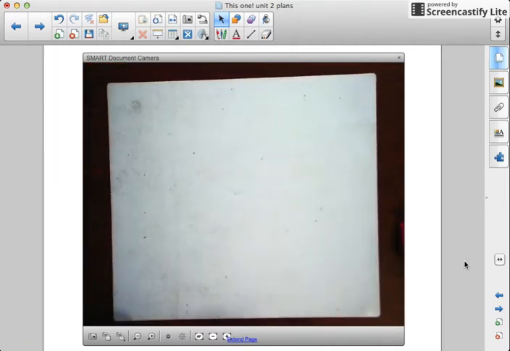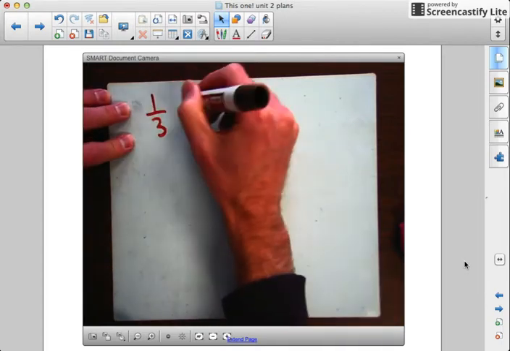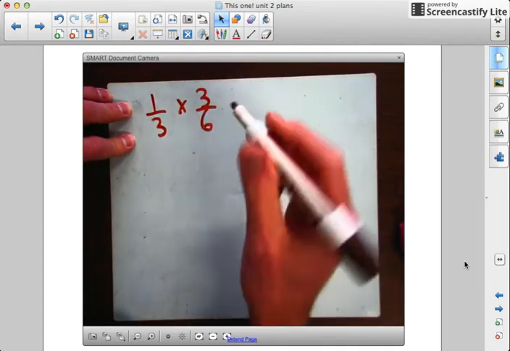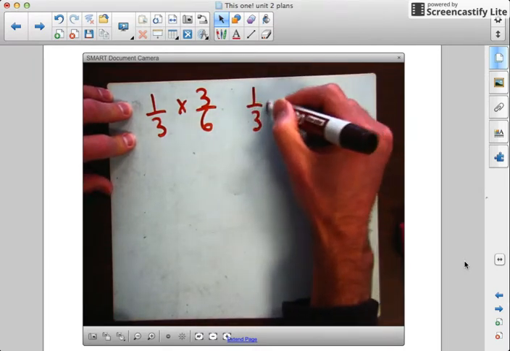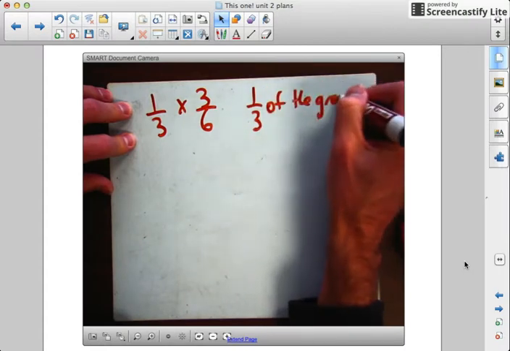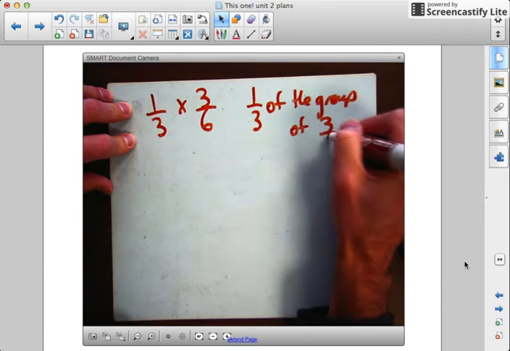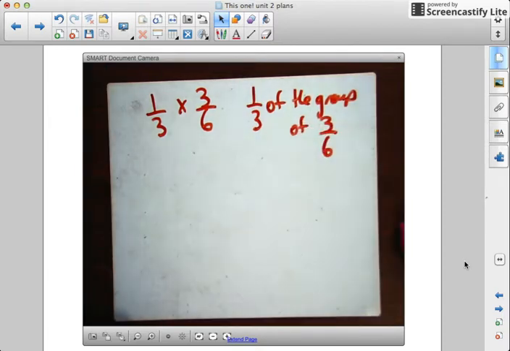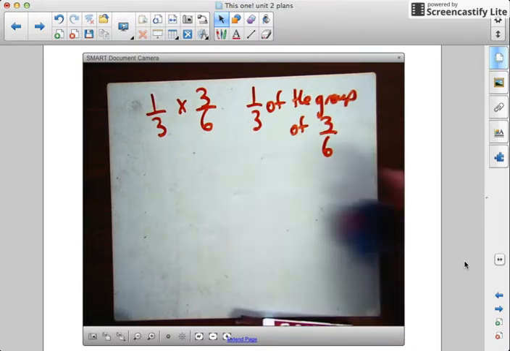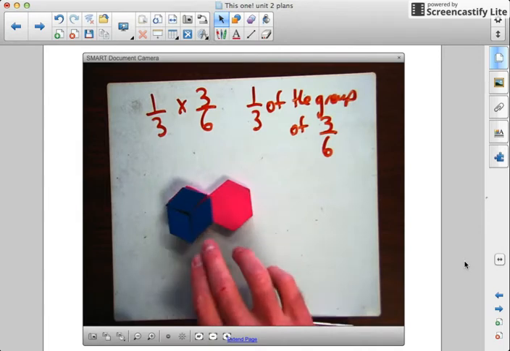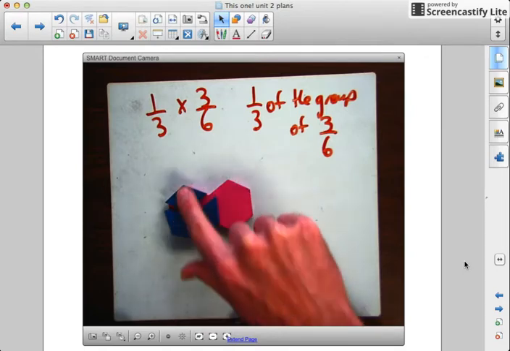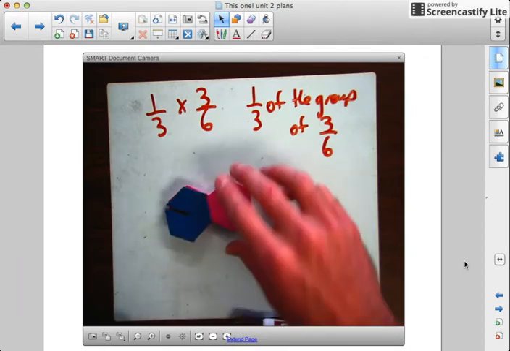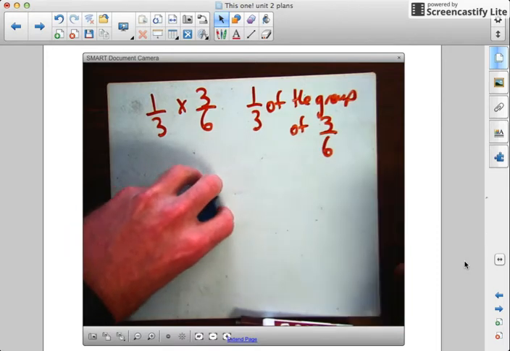So if we had 1/3 times 3/6, what this means is I want 1/3 of the group of 3/6. So I'm going to start by modeling 3/6, that second fraction. So this shows 3/6. These blue ones are sixths. I have 3 of them. I'm just showing them comparing to the whole, but I'm actually going to get rid of that whole now.